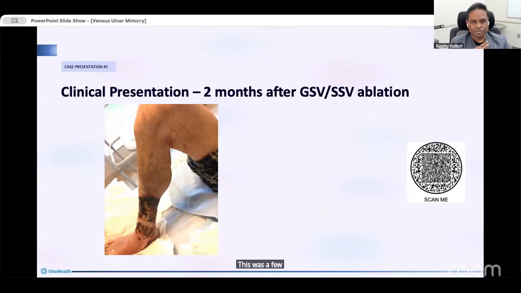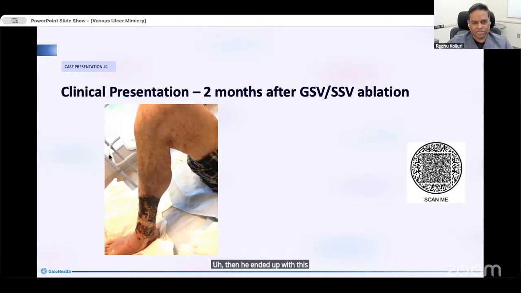This was a few years ago. I was consulted in the hospital to see a patient who came in with this extremely painful ulceration literally 2 months after a GSV and SSV staged ablation sent elsewhere. And as you can see, it's kind of a circumferential black area. He swore that his testing revealed that the circulation was okay, other than the vein valve problems. And then he ended up with this.